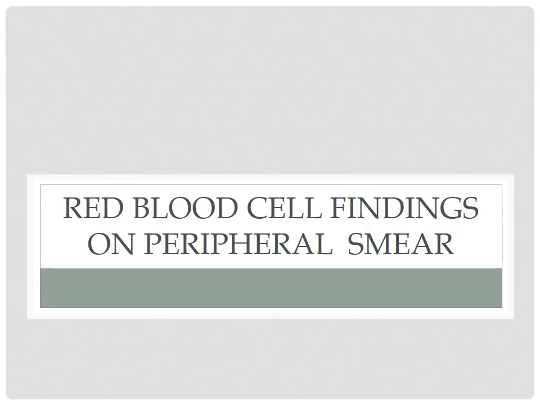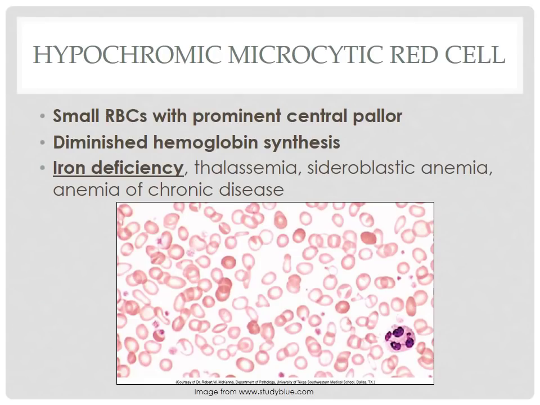Now that we've discussed the red blood cell indices and the reticulocyte testing, we'll now look at some examples of red blood cell findings on the peripheral smear. The first peripheral smear finding we'll discuss is hypochromic microcytic red cells. For these, you have very small red blood cells, microcytic, and you also have prominent central pallor, so hypochromic, not much color to them.